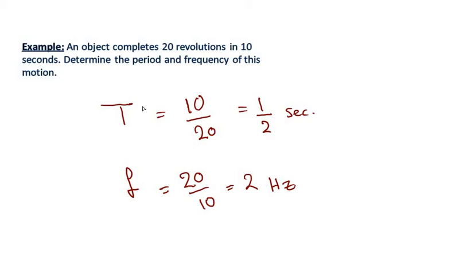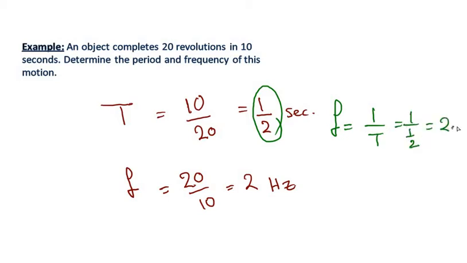We could calculate the frequency using the other formula. After calculating the period, the frequency is 1 over the period, which is 1 over half, and that's 2 hertz again.